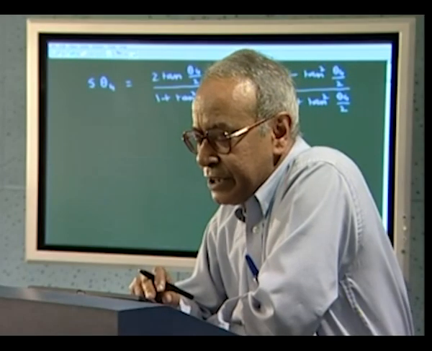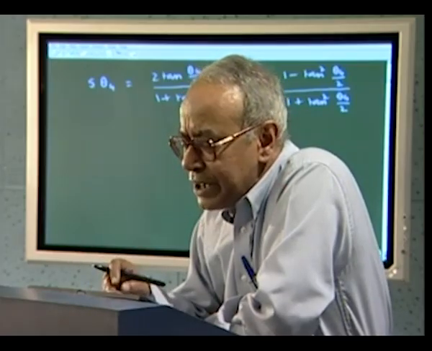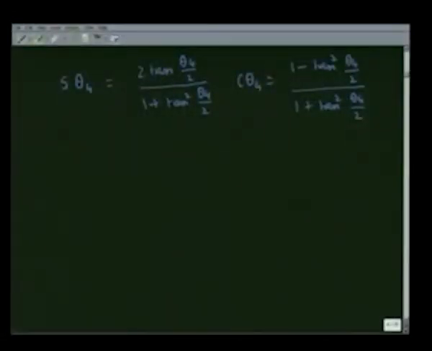Substituting this in the A sin theta 4 plus B cos theta 4 equal to C equation, we get a quadratic equation in tan theta 4 by 2 as follows.